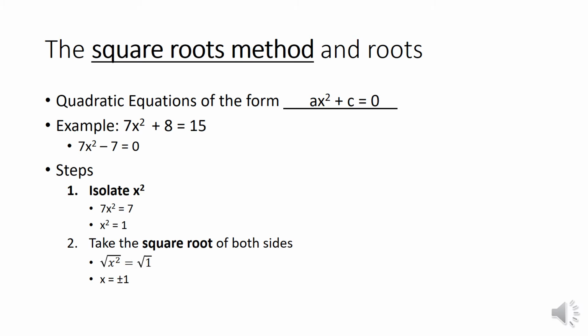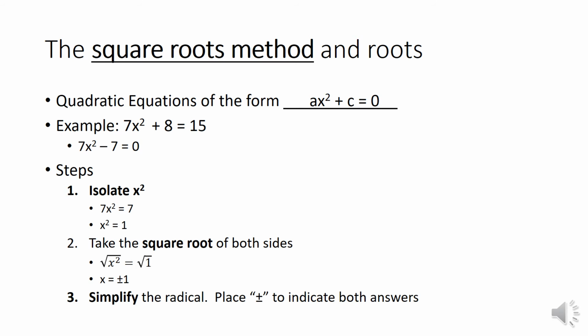Now don't forget that when it comes to taking square roots, it can always be either positive or negative, because when you multiply two negative numbers together, the negatives cancel each other out and result in a positive number. So negative 1 times negative 1 is also equal to positive 1. So the square root of positive 1 is going to be both positive 1 and negative 1. Step 3, simplify the radical, place plus or minus to indicate both answers. There's no further simplification here. We're going to go into that on another example in a second.